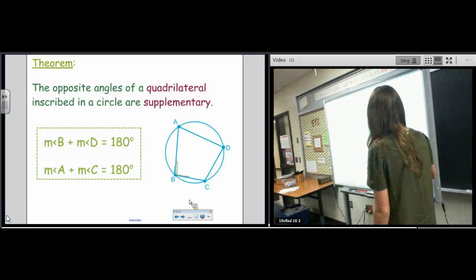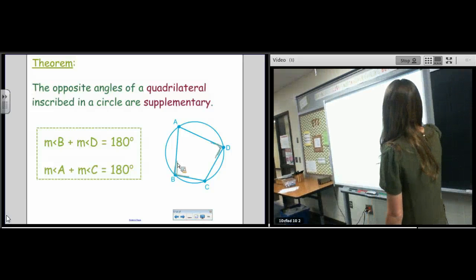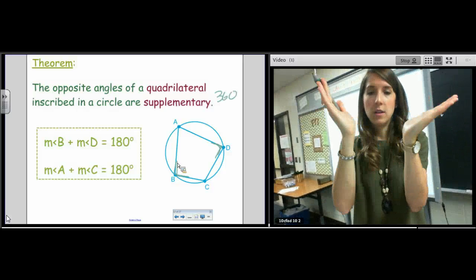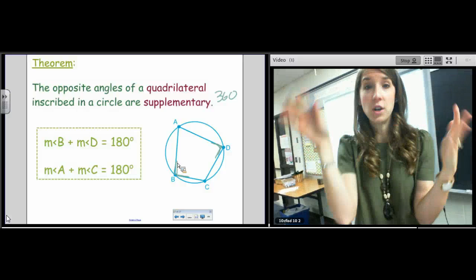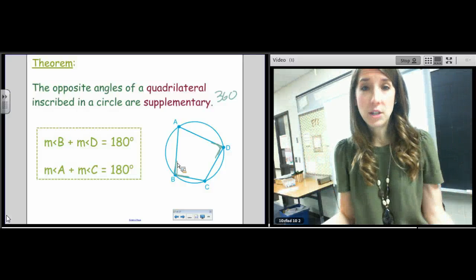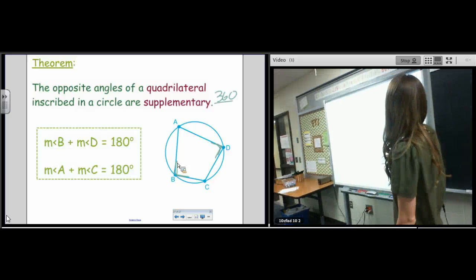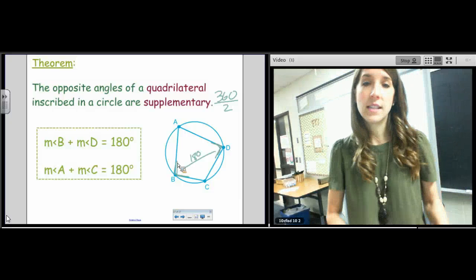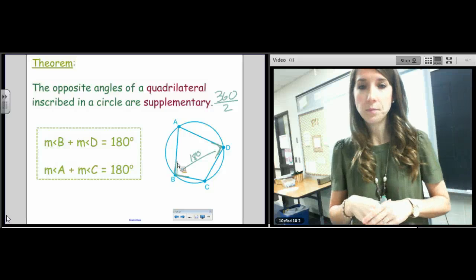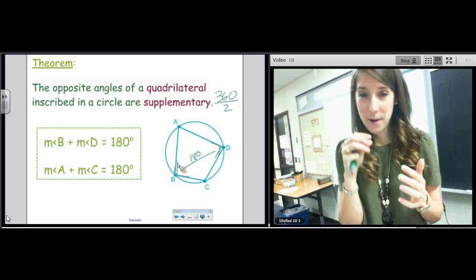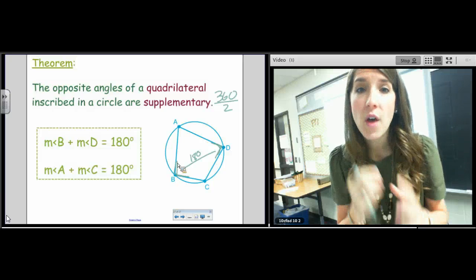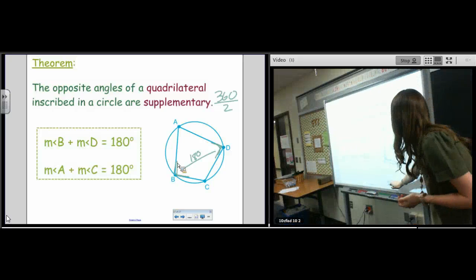Angle B and angle D, together they open up to the whole circle. The arcs they intercept, between B and D, they intercept the whole circle. Well, to find the measure of an inscribed angle, you take the arc and you divide by 2. So together, these have to add up to 180 because they're the whole circle divided by 2. So when a quadrilateral is inscribed in a circle, only when it's inscribed in a circle, the opposite angles are supplementary.